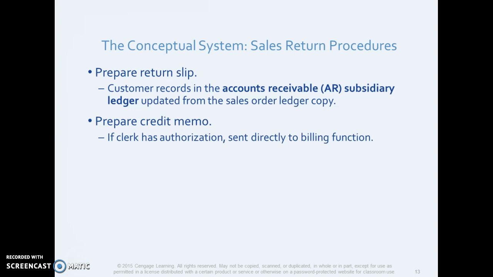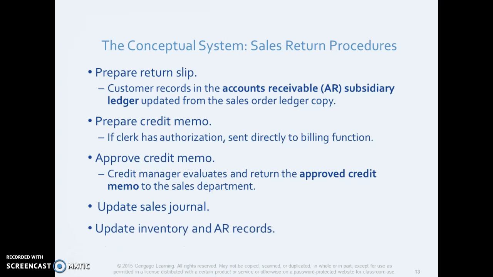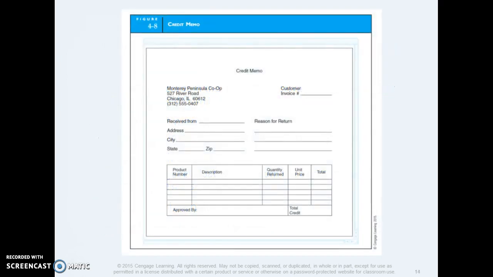You have to prepare a credit memo. Someone has to approve the credit memo. And you have to update the sales journal entry and update the inventory and AR records. So this is an example of a credit memo. As we said, credit memos happen when someone returns the goods because they don't want them for some reason. Many times it's because the goods could be damaged.